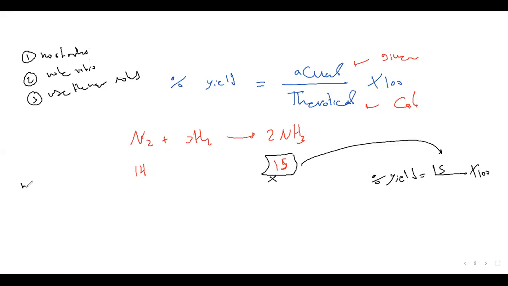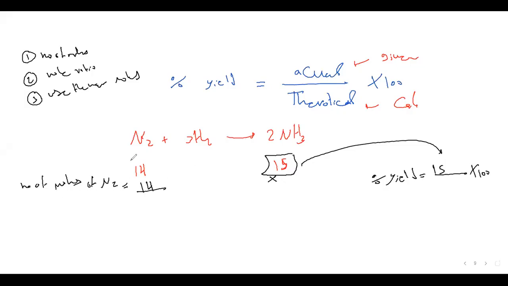Number of moles of nitrogen is equal to mass over molar mass. Mass equal 14. Number of moles of N2 is equal to mass over molar mass. The mass of nitrogen, 14. Molar mass, 14 multiplied by 2. So it equal to 0.5 mole.